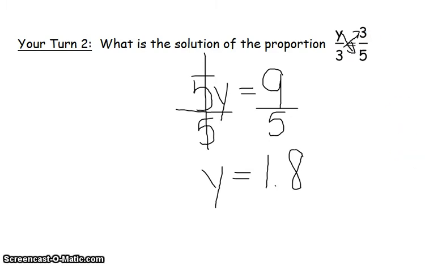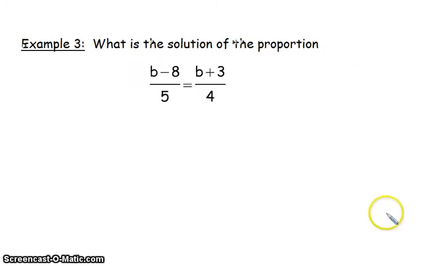Now, those two were fairly simple, and all of them we've done so far are fairly simple. So let's look at one that's a little more complex. The difference in this example and the other two that we've had are the number of terms in the numerator. This numerator has two terms, a b and a -8, so that creates b minus 8. This one also has two terms, a b and a +3, which creates b plus 3.